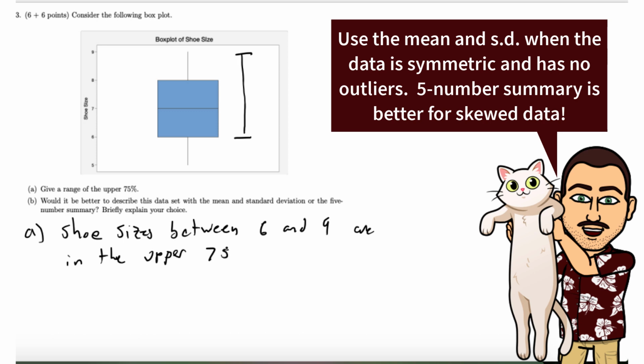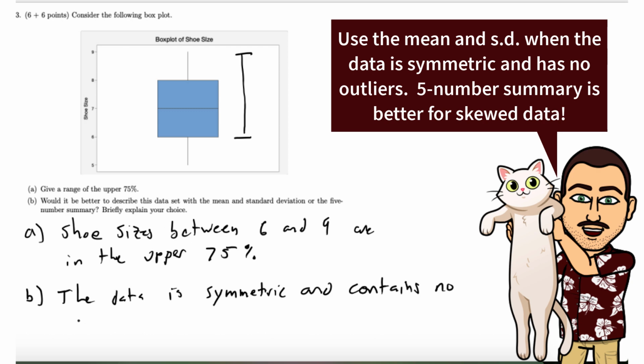For part B, it asks, would we rather use the mean and standard deviation or the 5-number summary? Well, if we look at our box plot, we could see that the data is symmetric and it has no outliers. So when you have symmetric data with no outliers, the mean and standard deviation tell a much better story of what's happening with the data. Okay, and so in this case, we're going to use the mean and the standard deviation.